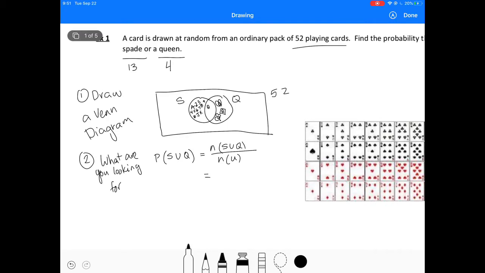How many do we have in that space? We have the number of spades: 1, 2, 3, 4, 5, 6, 7, 8, 9, 10, 11, 12. And then, how many do we have in our other one? Plus 3, and then plus 1 in our intersection. And then we're going to divide by our total number of cards. So we'd have 12, 15, 16 over 52, which is going to simplify to 4 over 13.